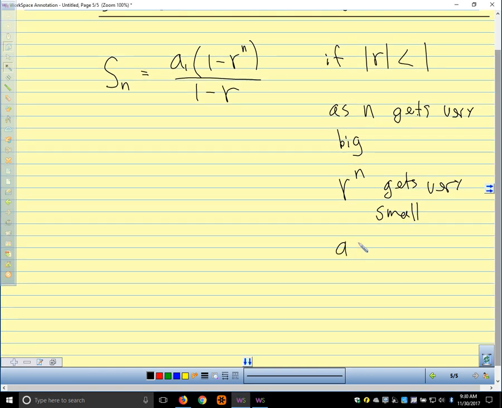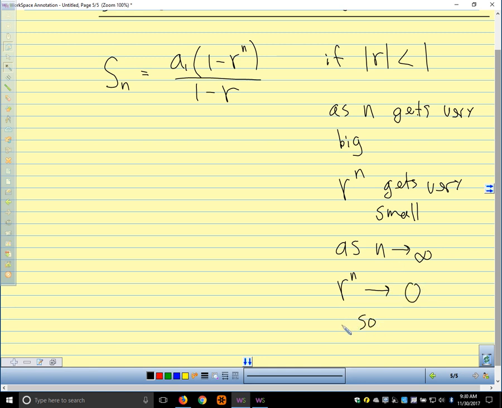As n approaches infinity, how small is r to the n going to get? What's it going to get close to? It's going to get close to 0. If we go 1 over a really, really huge number, we get a really, really tiny number. As n gets close to infinity, r to the n gets close to 0.